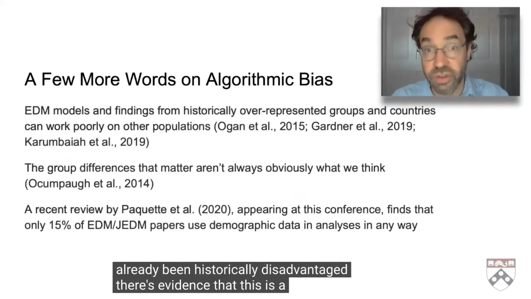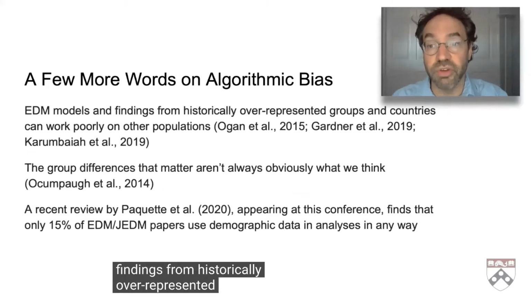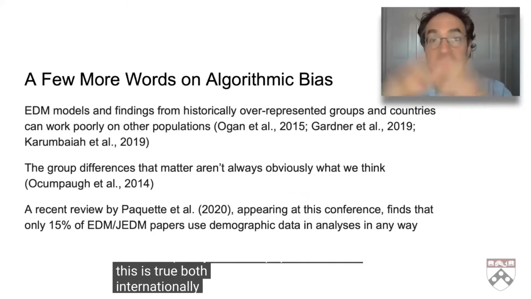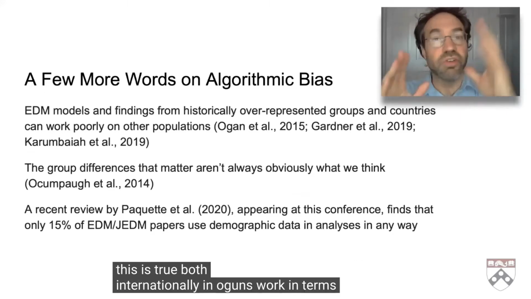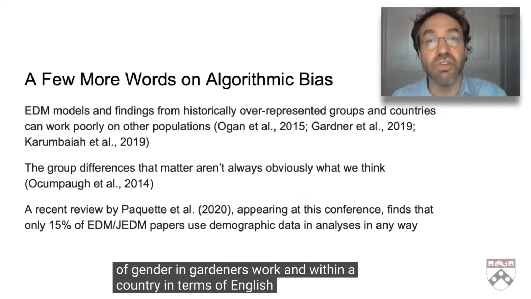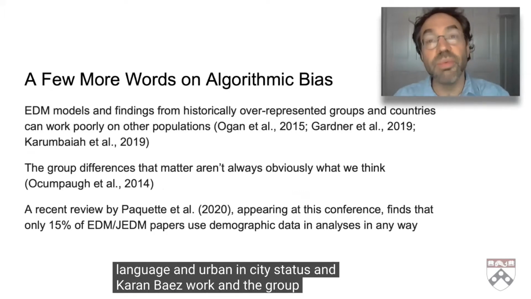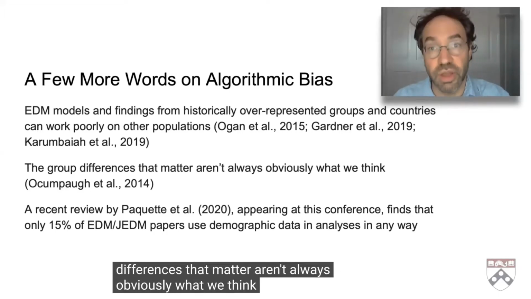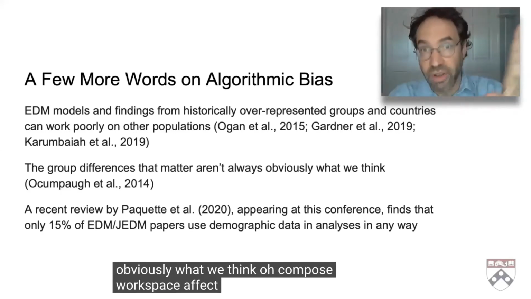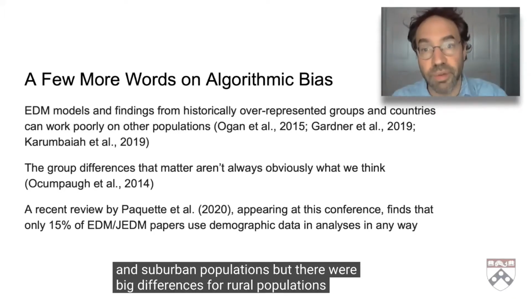There's evidence that this is a problem in EDM. First of all, EDM models and findings from historically overrepresented groups and countries can work poorly on other populations. And this is true both internationally in Ogun's work, in terms of gender in Gardner's work, and within a country in terms of English as a second language and urbanicity status in Karumbaya's work. And the group differences that matter aren't always obviously what we think. Okunpa's work showed that there wasn't actually much difference in one case, affect models, between urban and suburban populations, but there were big differences for rural populations.